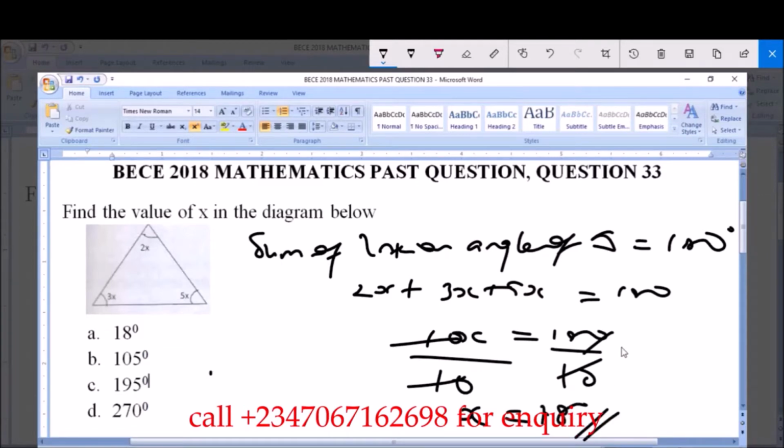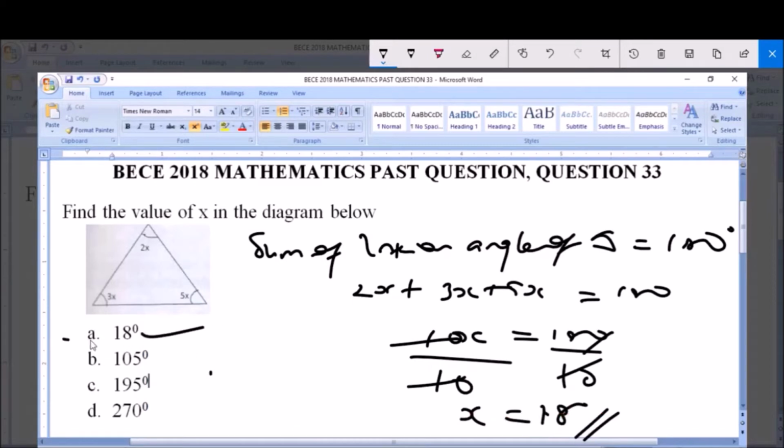Now from our options, A says 18 degrees, which is correct, which is our answer. The rest are wrong. So 18 degrees is the value of x in the diagram below. Remember, x is given in respect to degrees, that is representing the angles.